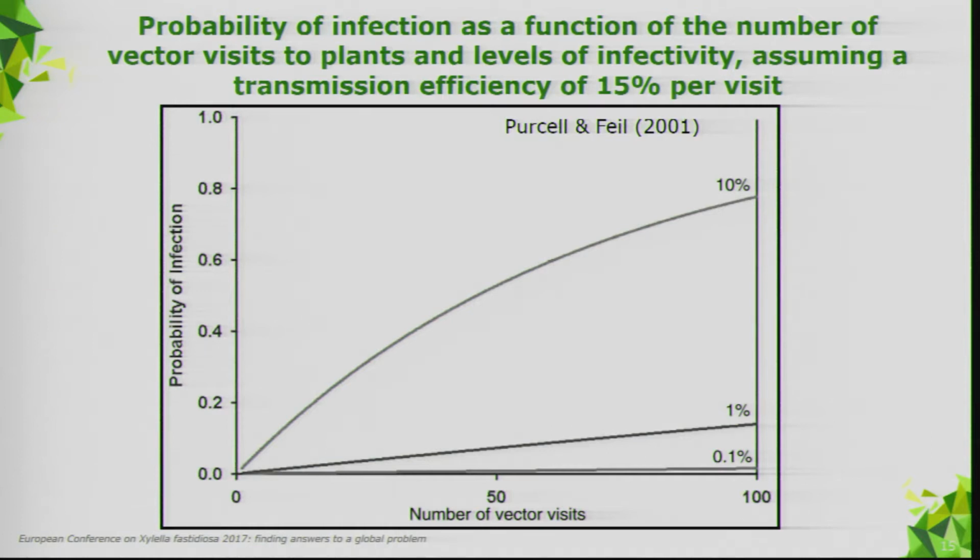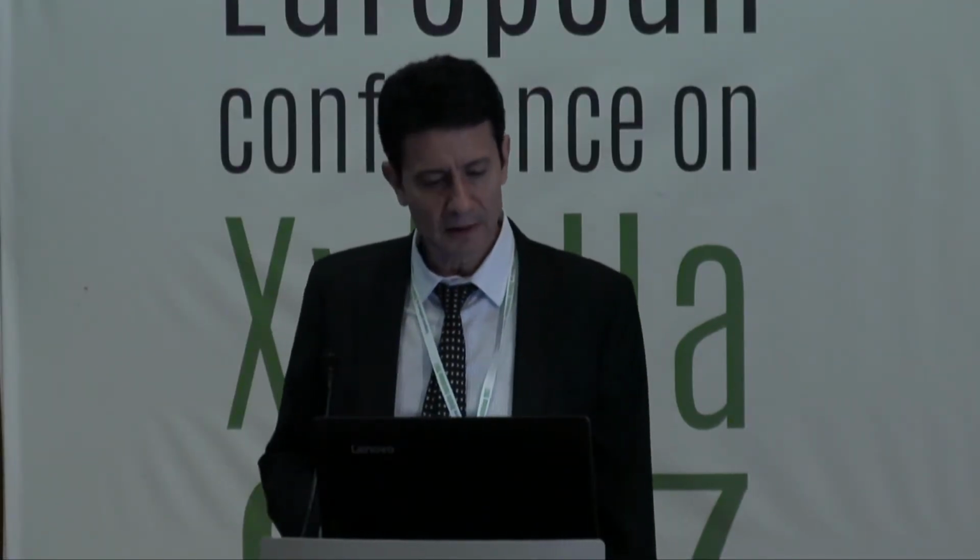If you have an abundant vector. With less abundant vectors, if they are efficient, that's kind of a trade-off. You can still have a high probability of infection. So this type of graph demonstrates these relationships.